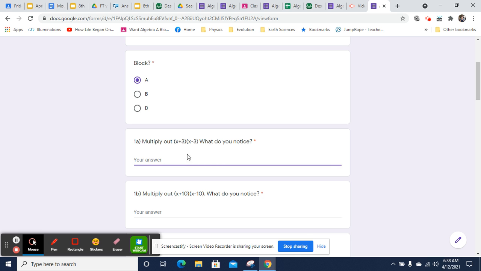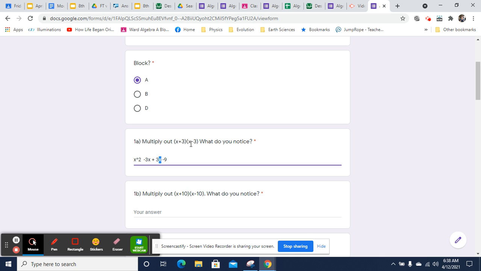So we've got x plus 3 times x minus 3. Of course, the x times x gets us x squared. The 3 times negative 3 gets us negative 9. Then we've got x times negative 3, which will be negative 3x, and I've got 3 times x, which will be positive 3x.